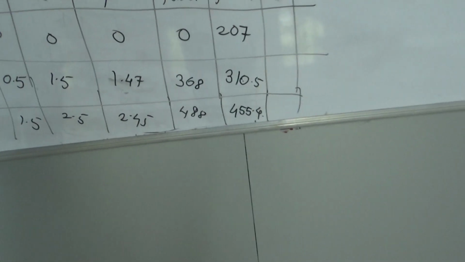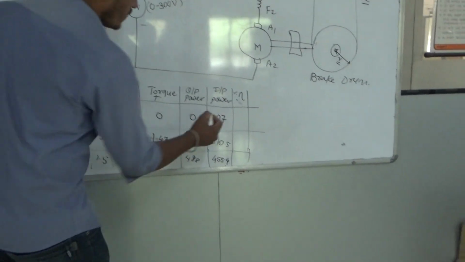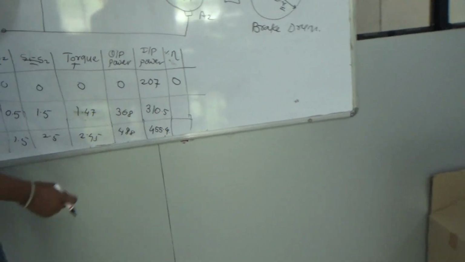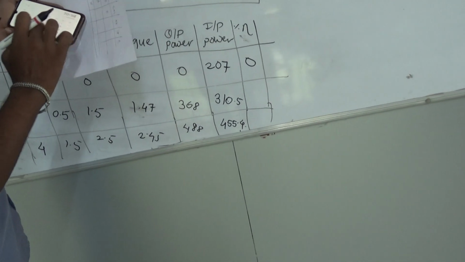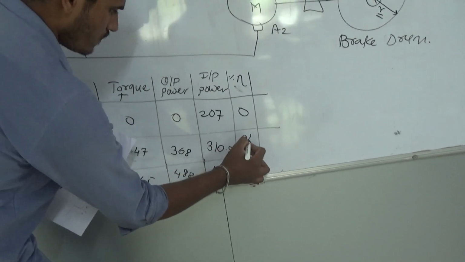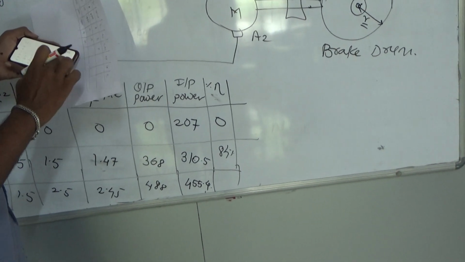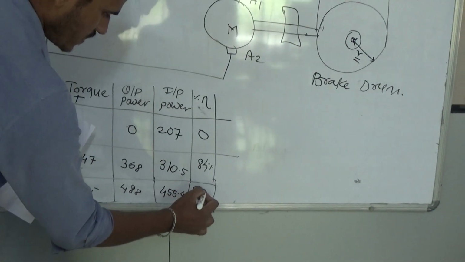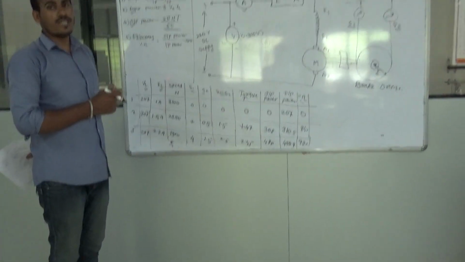So now we will calculate the efficiency. Here we will get 0, then we can calculate 310 divided by 368, so that is around 84%. Then 455 divided by 488, that is around 93%. So that is nothing but the load test on the DC series motor.